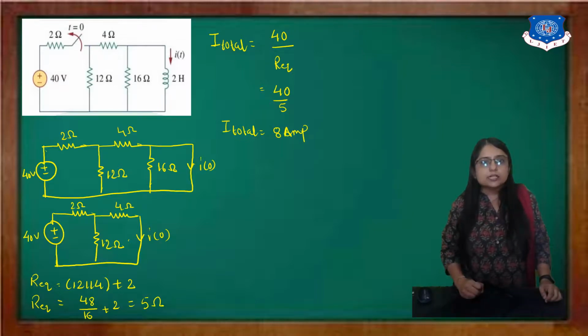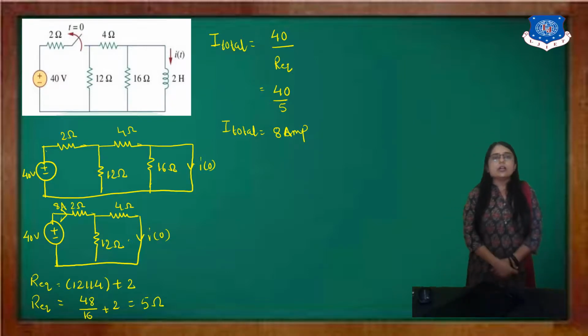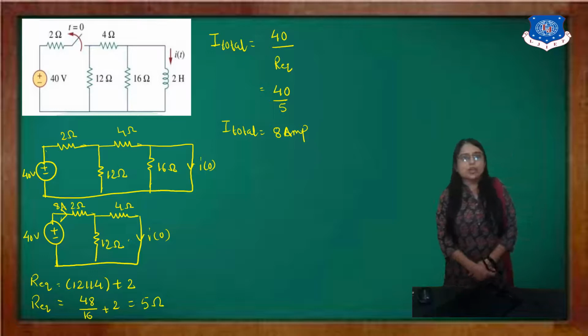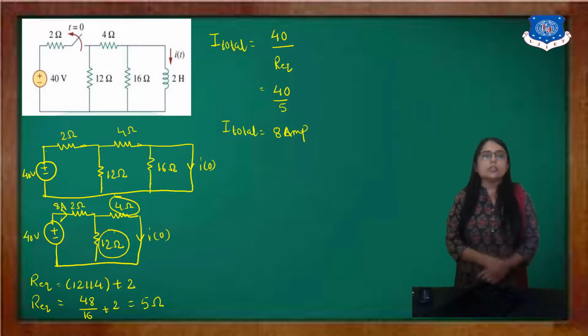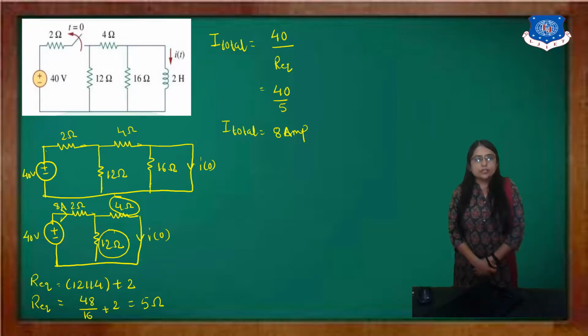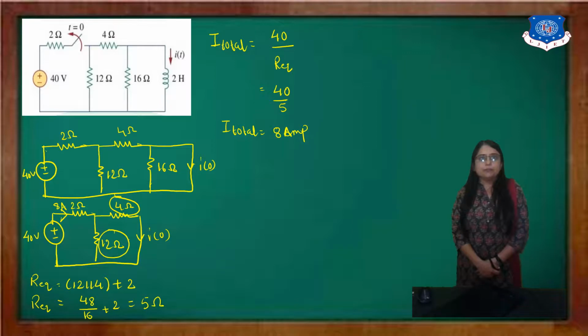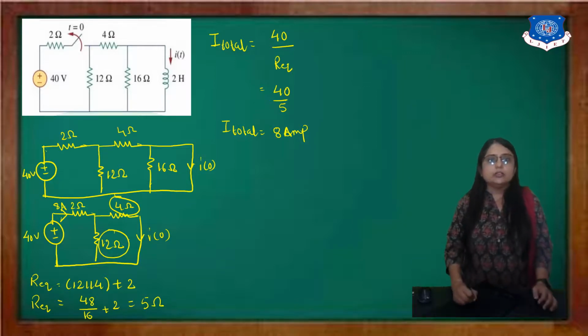See now this total current, 8 ampere. So now this 8 ampere will divide between these two resistors. One is the 12 ohm resistance, another is the 4 ohm resistance. So what can I do? Here I can apply the current divider rule.